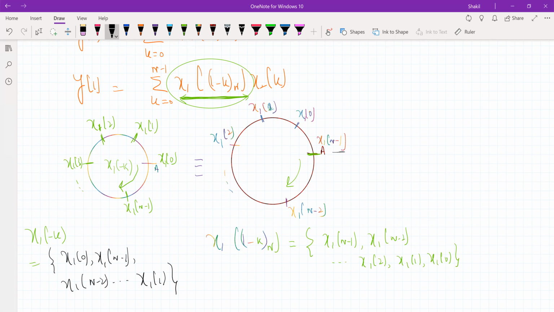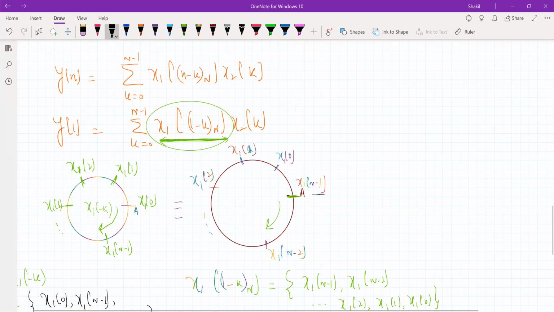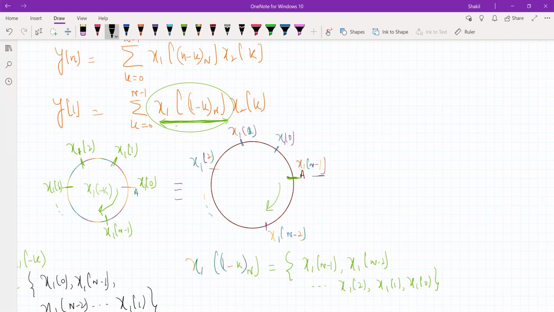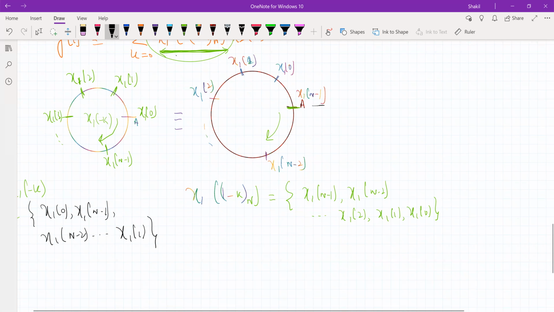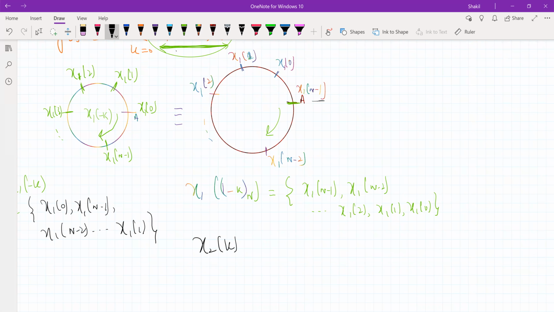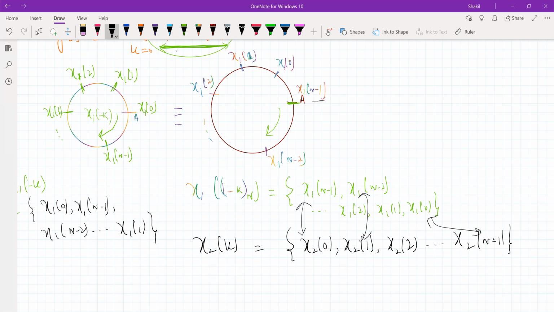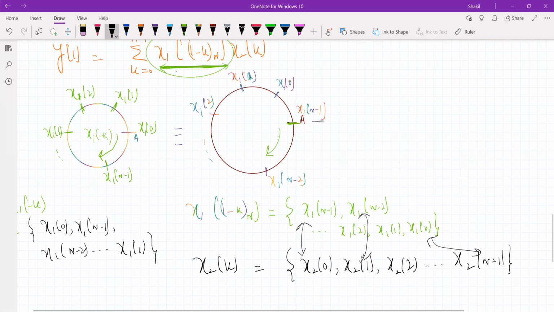Right, now what's the aim? The aim is to multiply this sequence that's here with this. So when you write x2 of k with it, this is x2 of 0, x2 of 1, x2 of 2, and so on, up to x2 of n minus 1. This is our last sample. Multiply the corresponding sample points, then add them. Summation means add them.